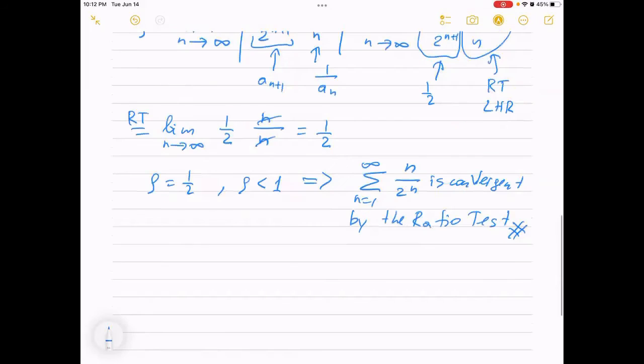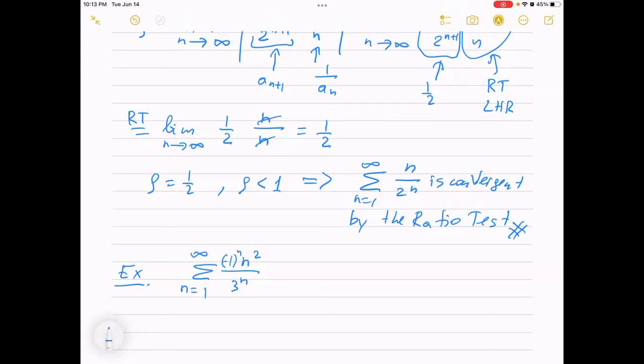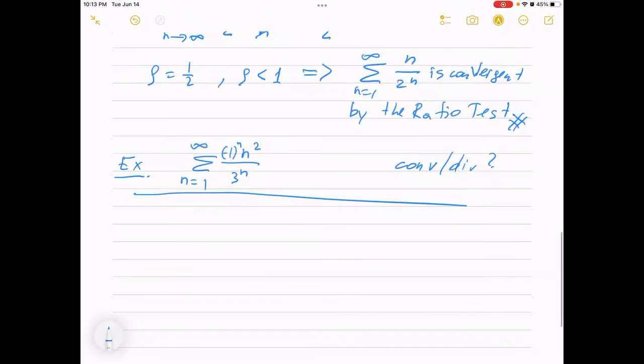Let's try another one. Let's do another example. We have the series (-1)^n multiplied by n squared, divided by 3 to the n, and we want to know whether that series is convergent or divergent. So let's try. Again, we're going to be doing a ratio test.